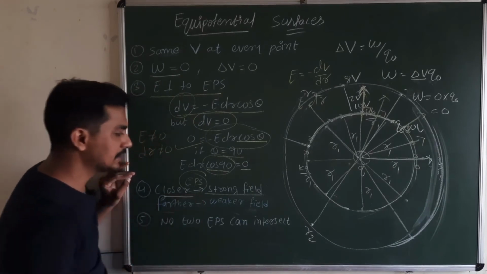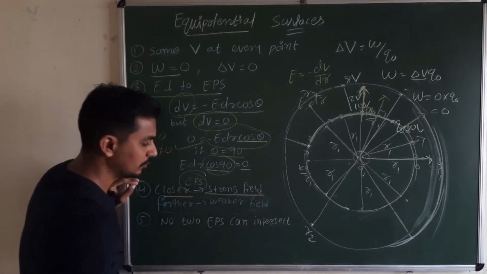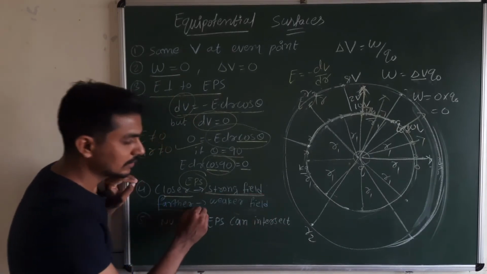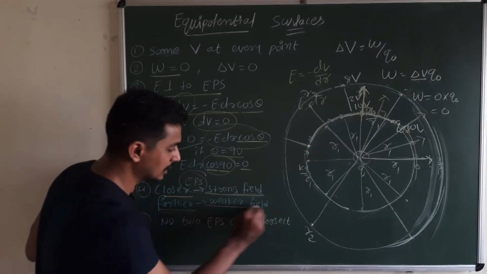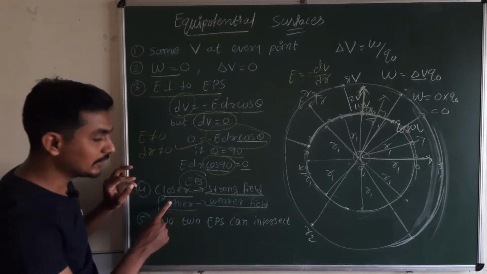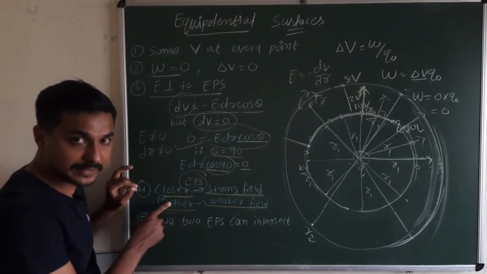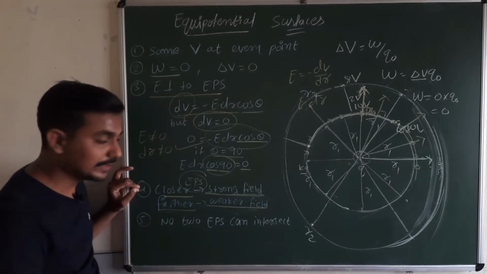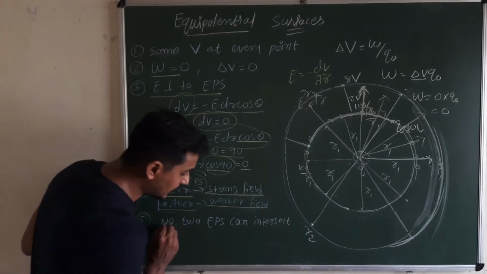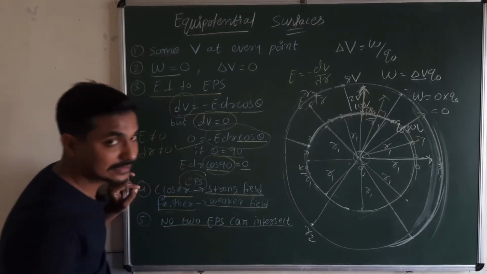The closer the equipotential surfaces, the stronger the field. The farther the equipotential surfaces, the weaker the field. Now this we will see in the case of the equipotential surfaces due to a dipole, so that we can understand it clearly. Then, no two equipotential surfaces can intersect.